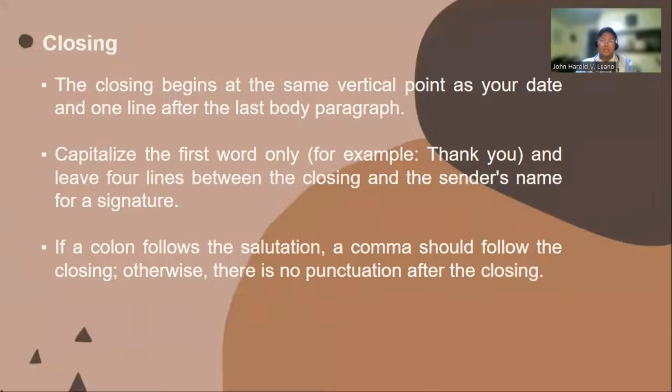The next one is the closing, or the complimentary close. A close 2 lines below the last line of your message is the equivalent of a formal goodbye, such as sincerely, respectfully, sincerely yours, and so on. Capitalize the first word, for example, Thank you, and leave 4 lines between the closing and the sender's name for a signature. If a colon follows the salutation, a comma should follow the closing. Otherwise, there is no punctuation after the closing.